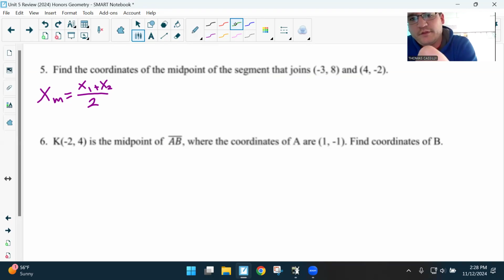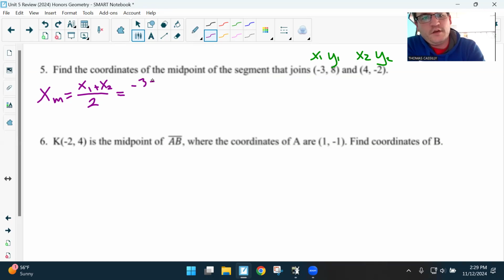Again, why don't I label these really quickly? I got x1, y1, and I got x2, y2. So lots of formulas in this unit. We can say we got -3 plus 4 all over 2. That gives us a 1/2. If you wanted to, you can call it 0.5, I guess. I'm not going to like it, but you can. So we know the x coordinate is 1/2.